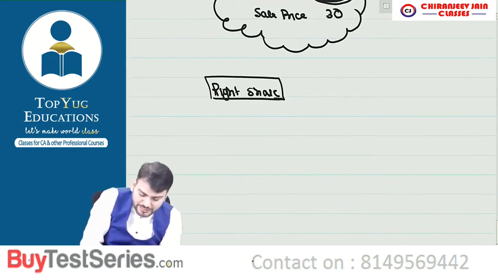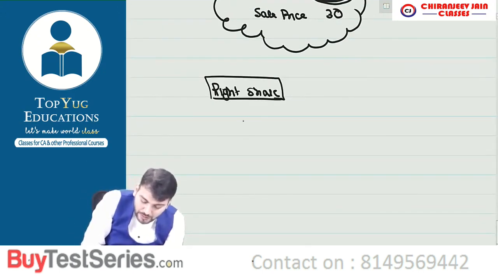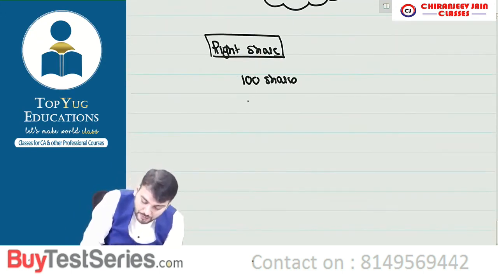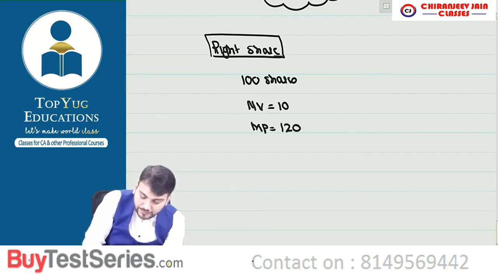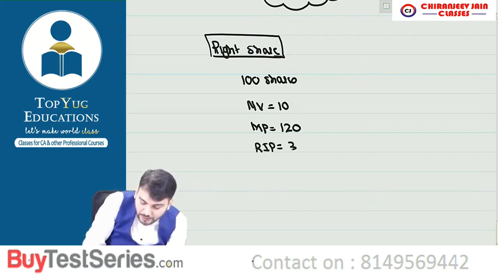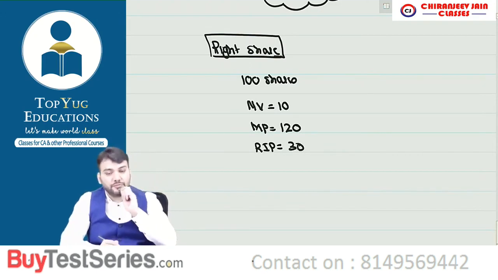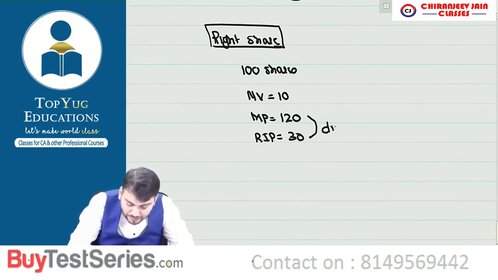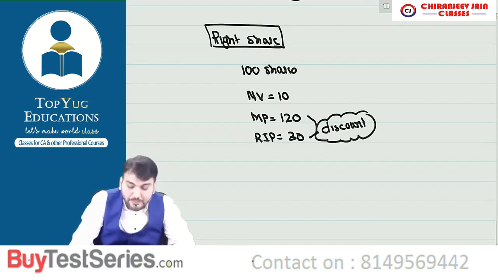Existing shareholders, correct? Now once again, suppose 100 right shares are given to one shareholder, whose nominal value is equal to 10, market price is equal to 120, and the right issue price is equal to 30, correct? Understood? So of course, can I say these shares are issued at discount? Bolo yes or no?